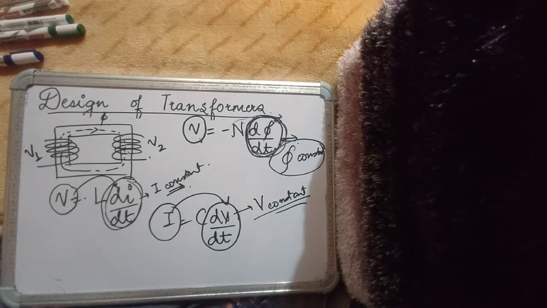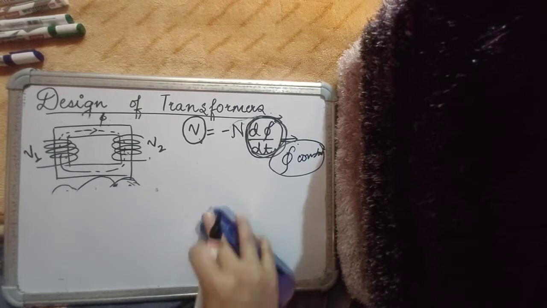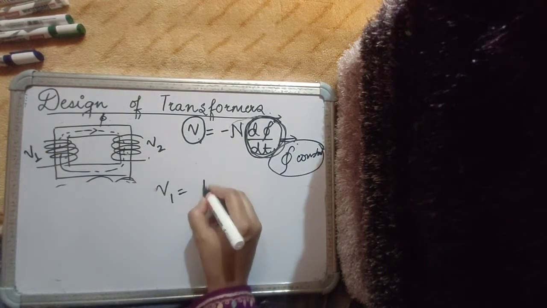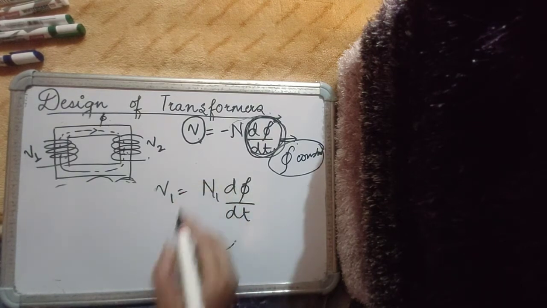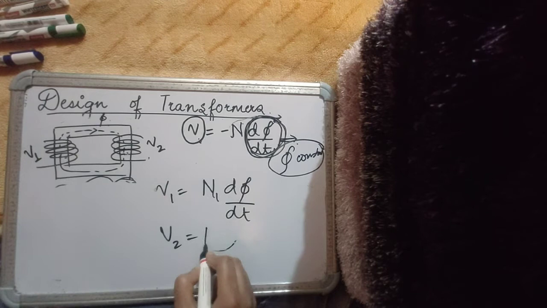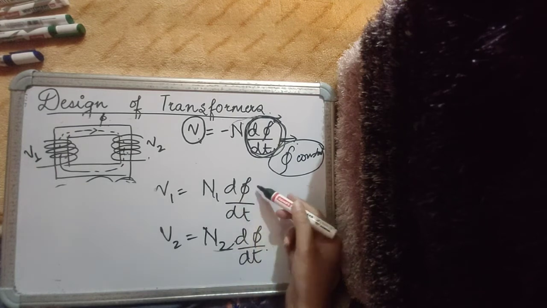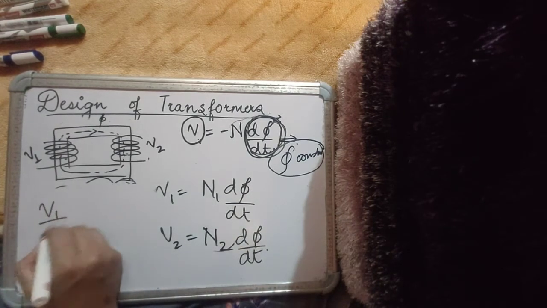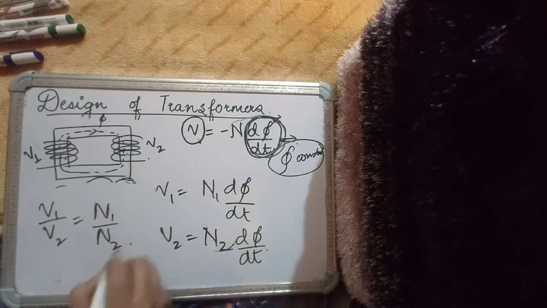Now, assuming that this particular transformer that we have drawn is an ideal transformer, then of course V1 will be equal to N1 d phi by dt, just considering the magnitudes, and V2 will be equal to N2 d phi by dt. From this we know that since it's the same flux linked with both the windings, therefore V1 upon V2 is equal to N1 upon N2.